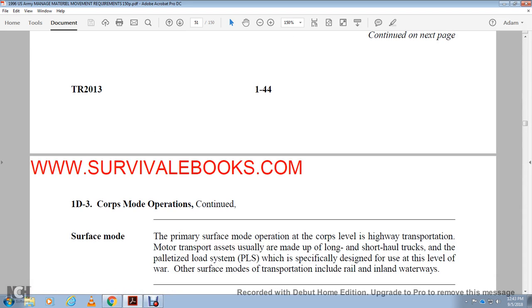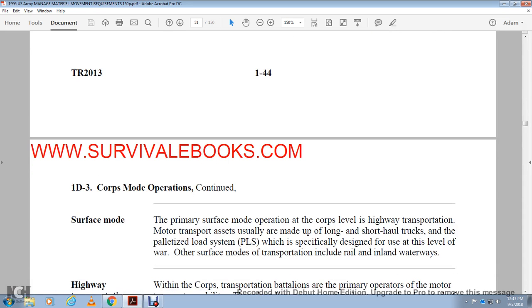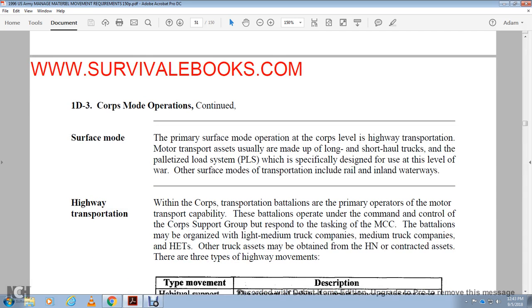Alright, surface mode. The primary surface mode of the operation at Corps level is highway transportation and water transportation, usually made up of long and short haul trucks with a materiel type load system, which could be specially designed. Other surface modes of the transportation include rail and inland waterways.